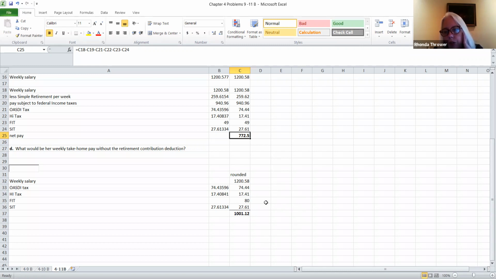So I hope I haven't confused you too much on this part right here. But the main difference is in this A part, we were deducting a retirement contribution, and this part we were not. And retirement contributions come out as pre-tax. So they would subtract them from the gross pay, and then you would be taxed on the remaining portion only for your federal income taxes. All the other taxes are calculated on gross pay.